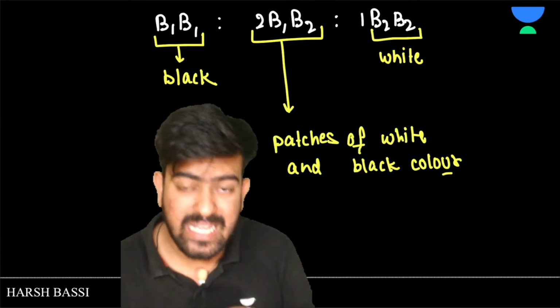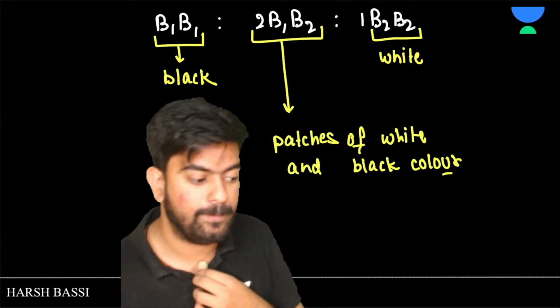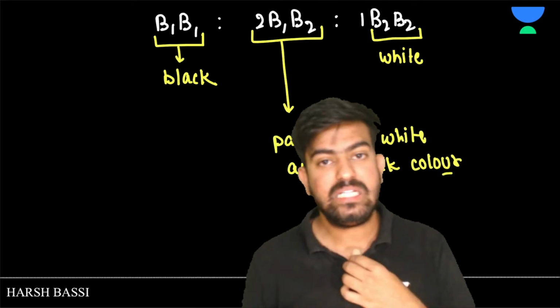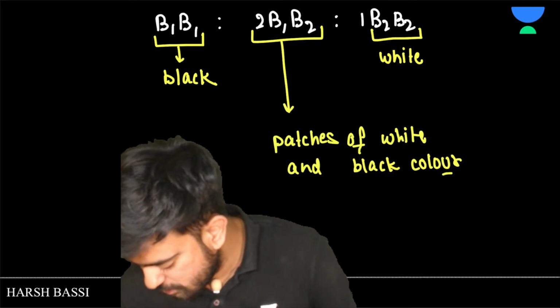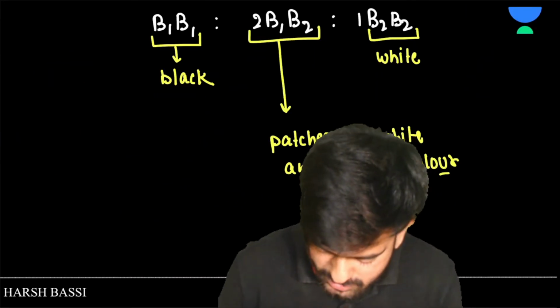Now, the next example which we are going to do is very, very important. That is the example of the human blood group system. This one is very important and very interesting also. Human blood group system.